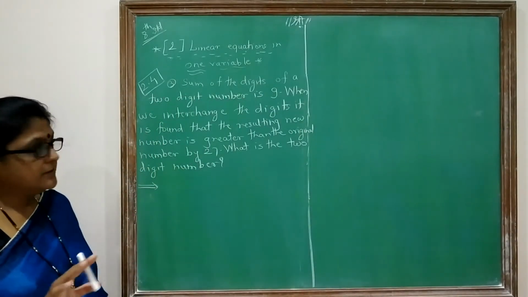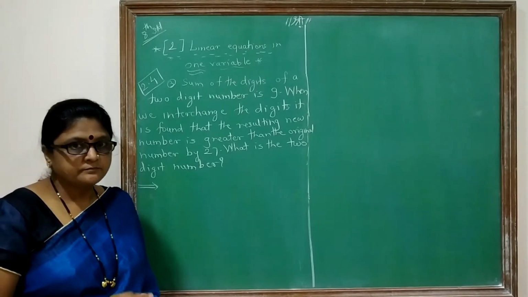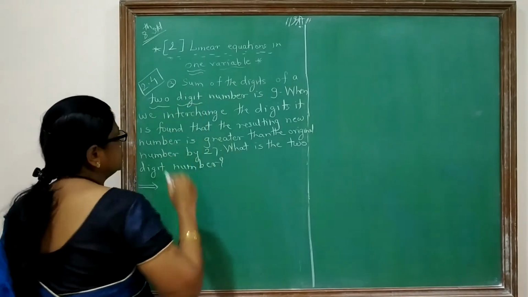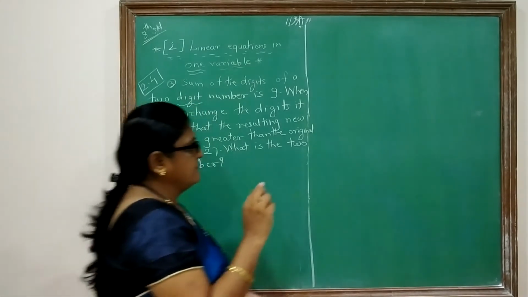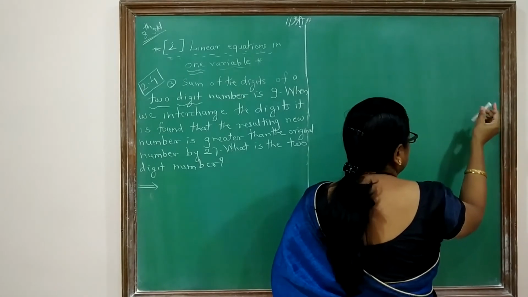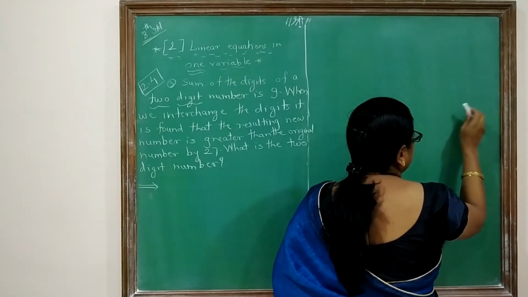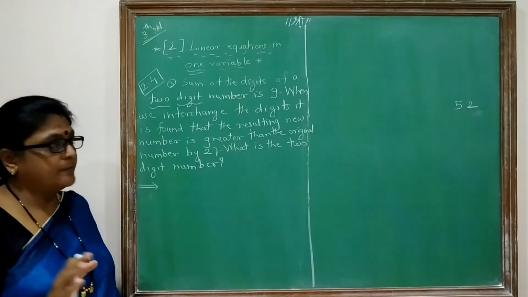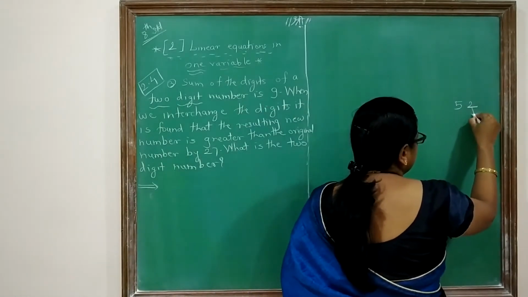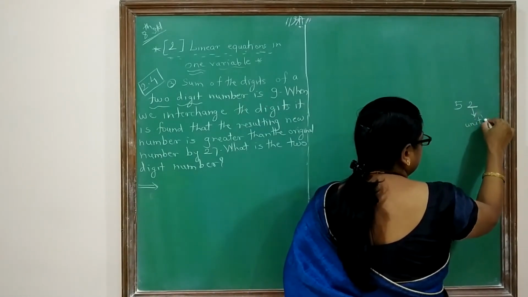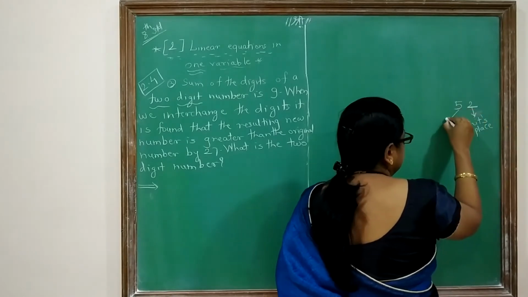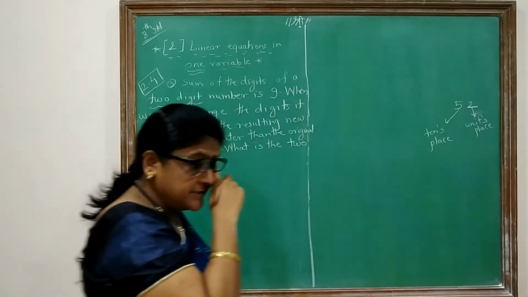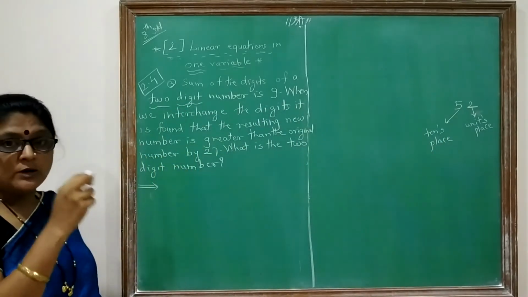Then first we read your question carefully. Sum of the digits of a two-digit number. Two-digit means you will consider one two-digit number. That is, you will consider here 52. This 52 is a two-digit number. Two-digit means this is the unit place and this is the tens place. This is called a two-digit number.